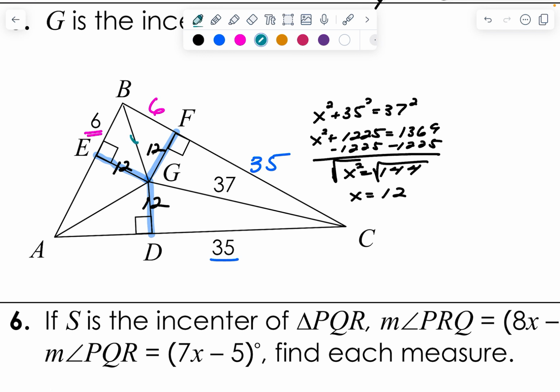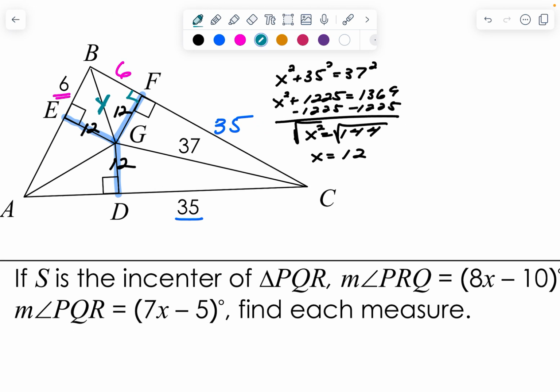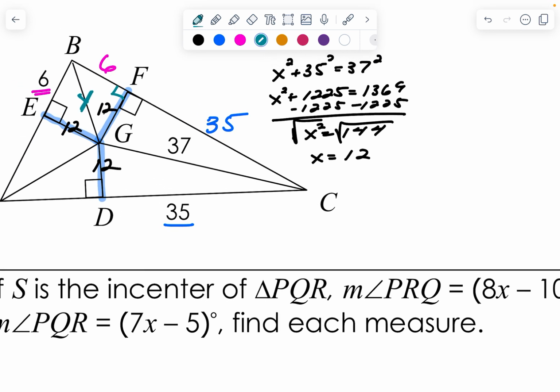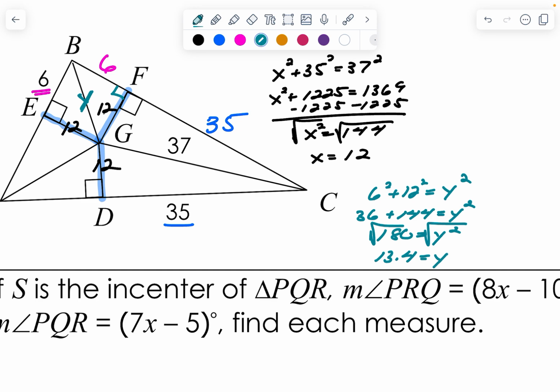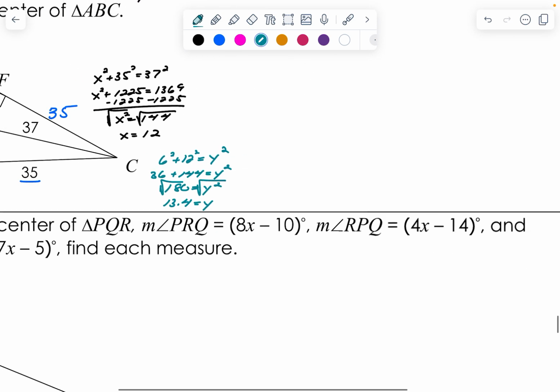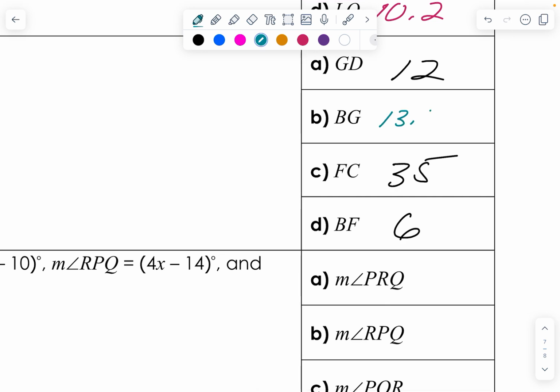BG, right here, we'll call that Y. And you can see here, that's a right angle. We can use that triangle. And that y is the hypotenuse. So we have 6 squared plus 12 squared equals y squared. 36 plus 144 equals y squared. 180 equals y squared. Square root. So let's see, square root of 180, 13.4. So BG is 13.4.